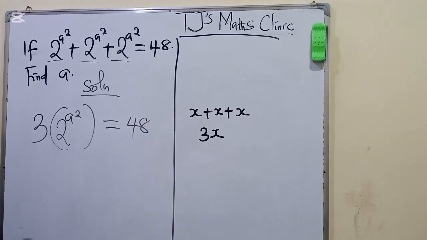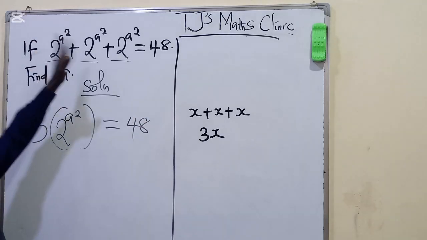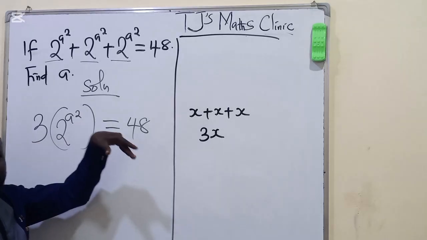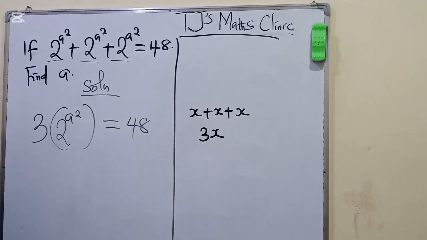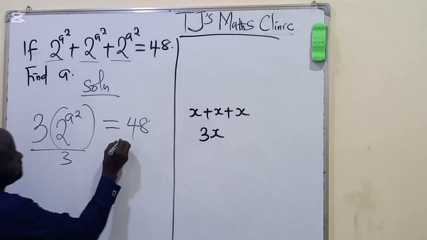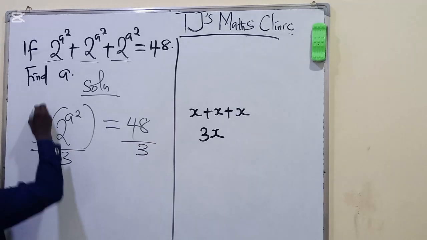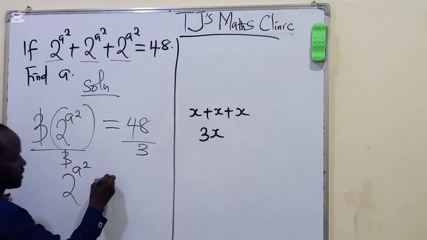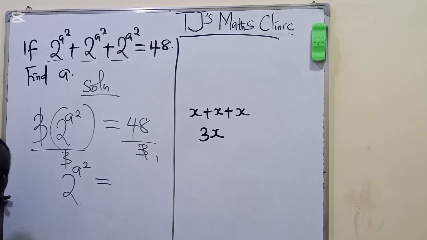So instead of writing 2 power a square plus 2 power a square, we can write it as 3 times 2 power a square. Very important. So first thing to do, let's do away with this 3. Let's divide both sides by 3 such that we'll be left with 2 power a square will now be equals to 3 here, of course, is 1.